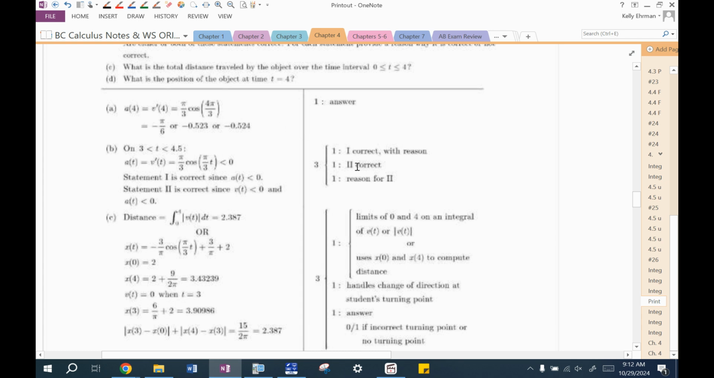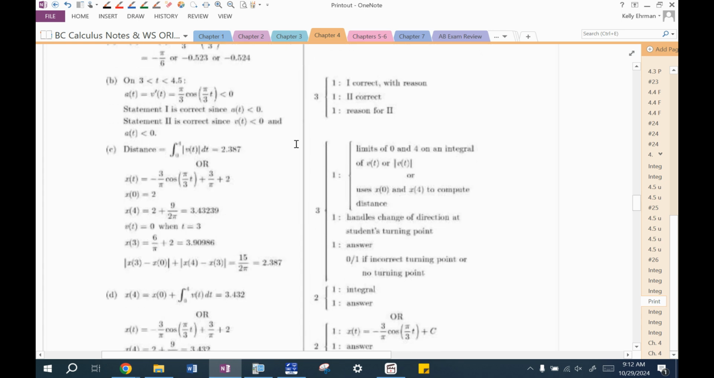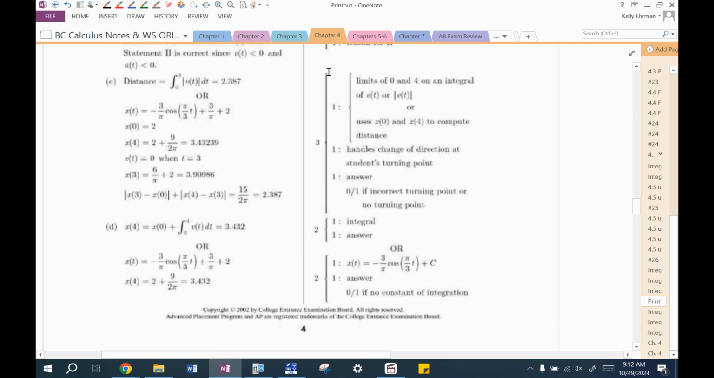1 was correct and 2 was correct. 1 needs to have correct with a reason. 2, you get a point for correct, and then you get a point for the reason. So don't, like I said, make sure you write the word correct or yes or something like that. So statement 1 is correct because a prime of t is less than 0, and statement 2 is correct because v is less than 0 and a is less than 0. Okay, that matches us. So 3 points here.